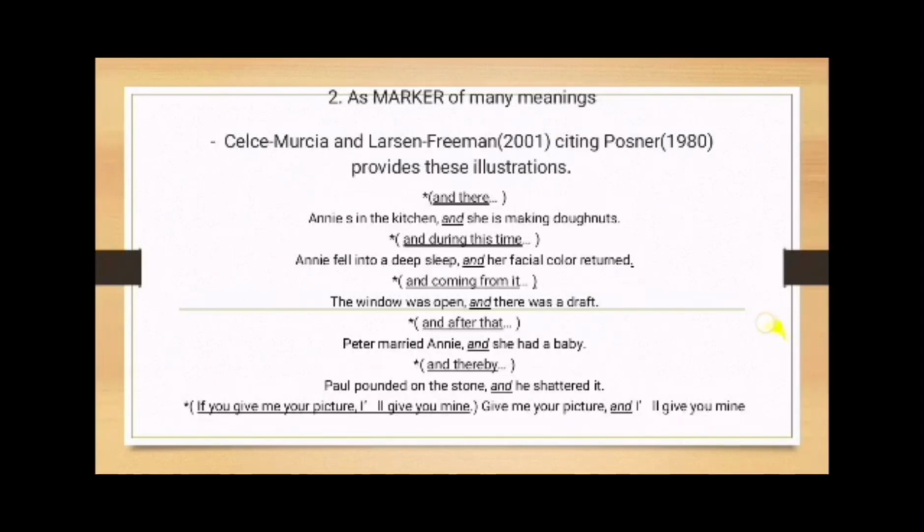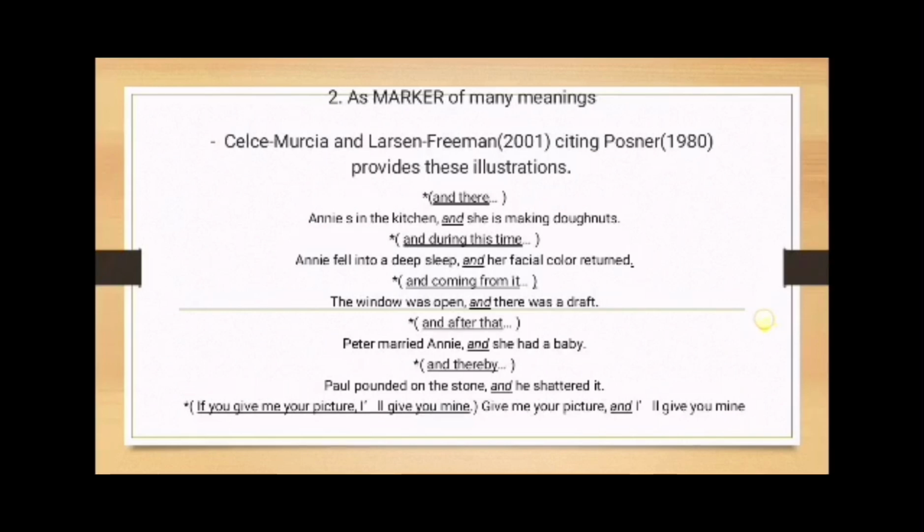Conjunction "and" has different meanings depending on the sentence or statement. So here is the statement: Annie is in the kitchen and she is making donuts. The conjunction in the statement was used to indicate the place where the action happened. So Annie is in the kitchen and Annie is making donuts, which emphasizes with the conjunction where and what the subject did in the sentence.